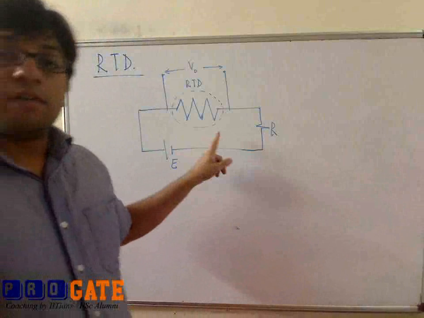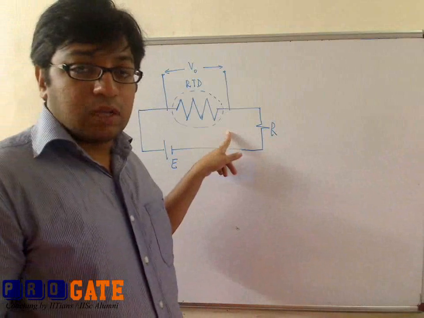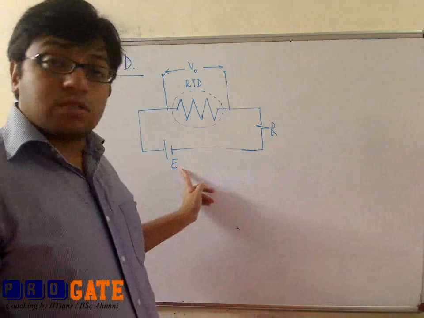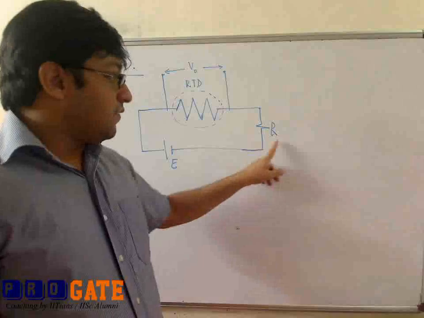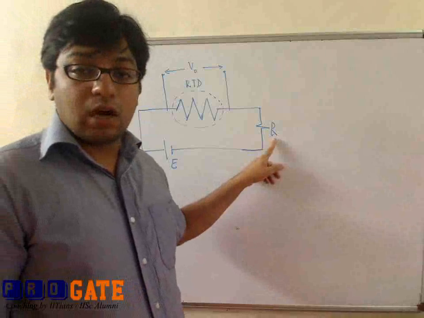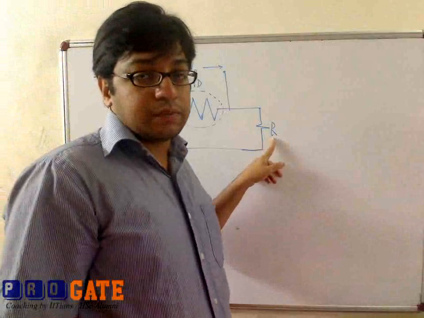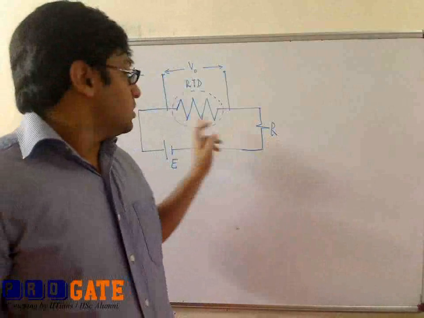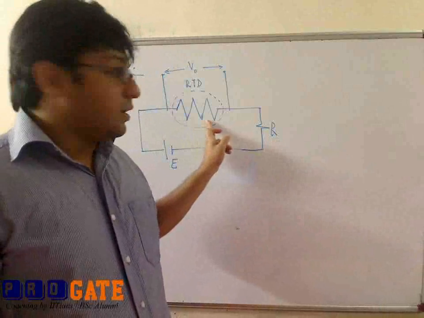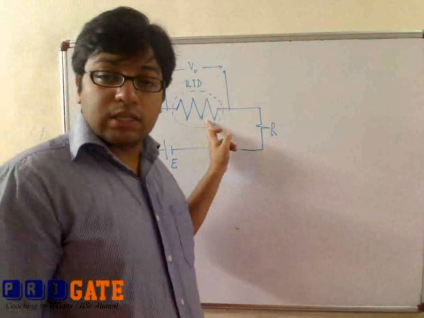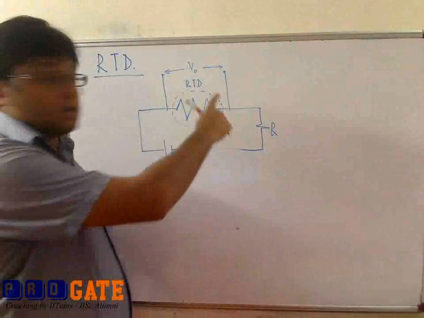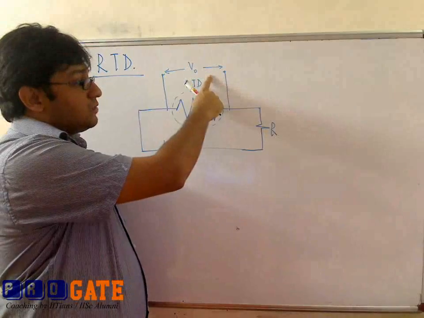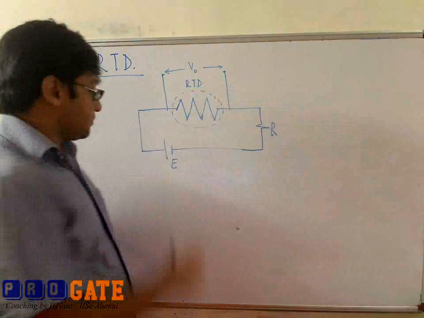What do we have here? We have a resistance temperature detector to which a constant amount of current is supplied through the voltage source E. And we have another resistor over here, R. This is a current limiting resistor. So once we have a constant current flowing through the RTD, as the resistance of the RTD changes, the voltage across the RTD changes. So because of this change in voltage, we can measure the temperature.